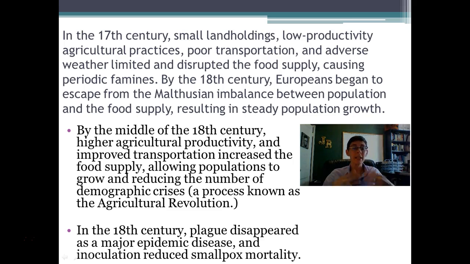In the 18th century, the plague finally disappeared as a major epidemic disease. Of course, you're going to still see it crop up. We even see it crop up now. Of course, we have antibiotics now, so it's no longer a death sentence for most people. Plague disappeared as a major epidemic disease, and inoculation reduced smallpox mortality. So now, with the advent of the smallpox vaccine, we have an ability to fight back against that disease as well, which was a massive, massive killer.